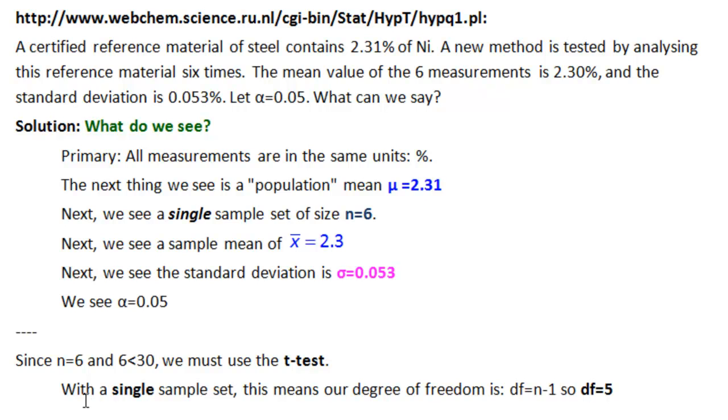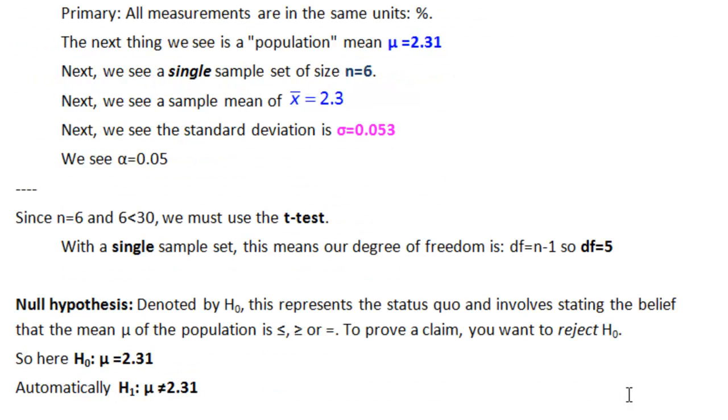What's the first thing that we look at? We see that we only have 6 pieces of data. 6 is less than 30, so we have to use the t-test, and we're assuming a normal distribution. With a single sample set, which is what we have here, our degrees of freedom is df equal to n minus 1, so df equals 5. So we're going to be using the t-test with df equal to 5.